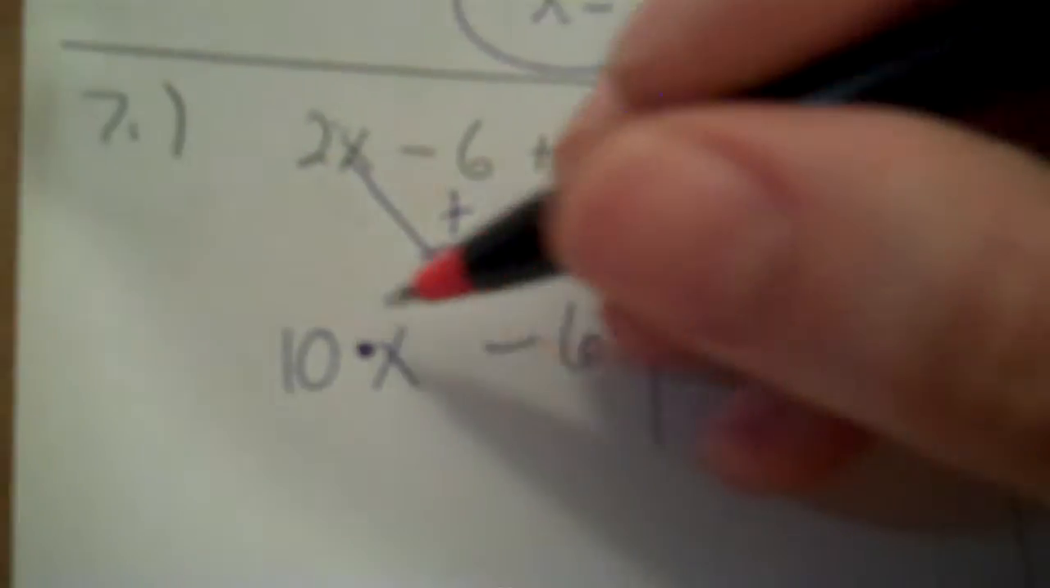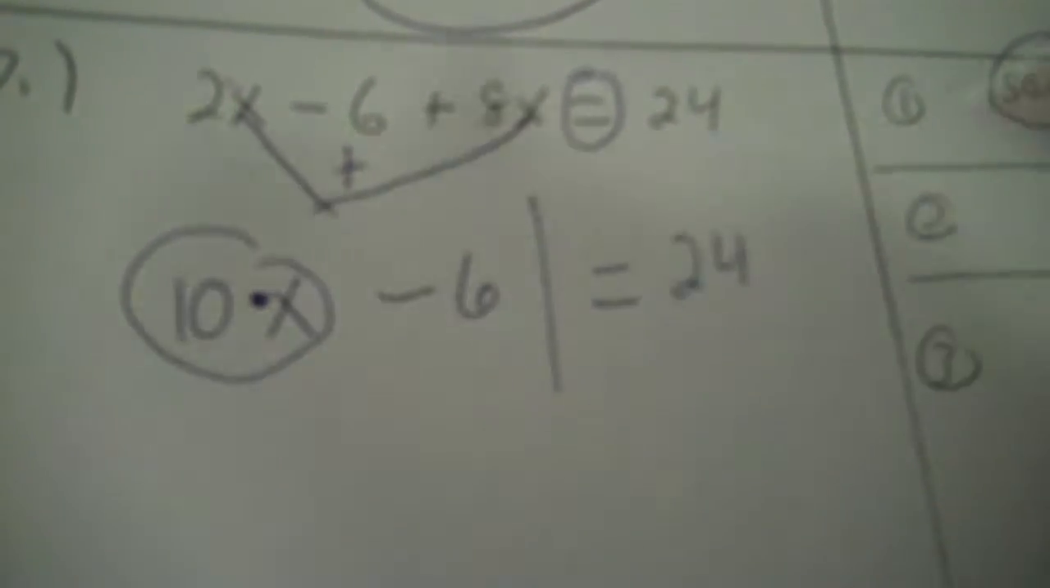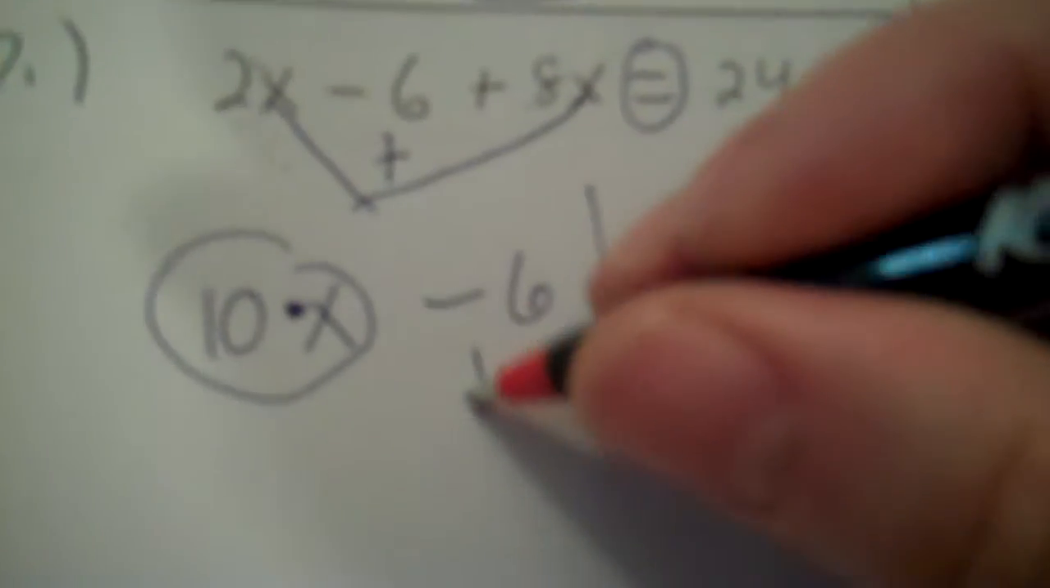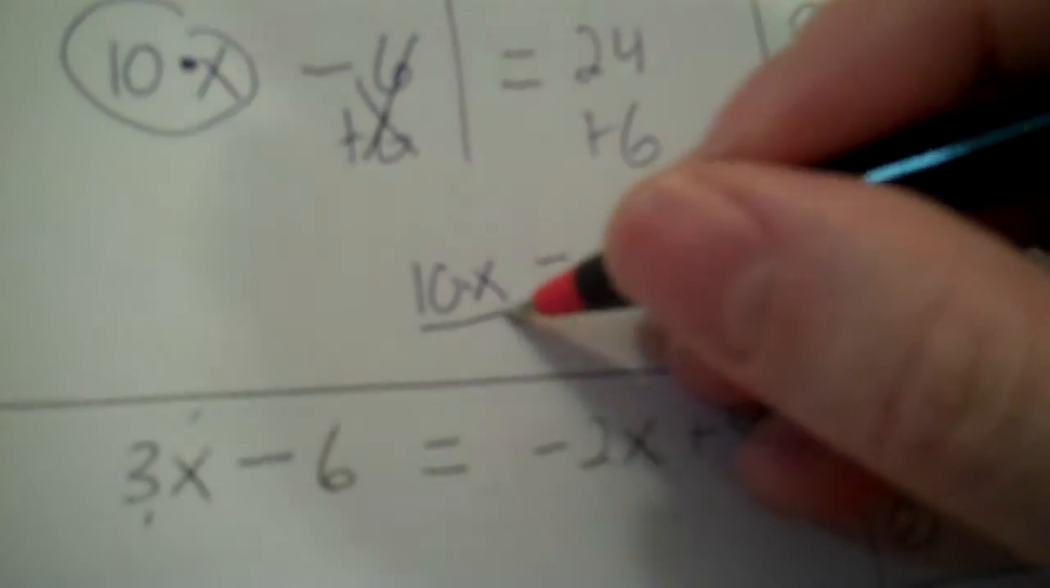Now it's like these problems here. Okay. So I have two operations, a times 10, a minus 6. We get rid of the minus 6 first with a plus 6. And then we get rid of our times 10 by dividing by 10. So plus 6, 24 plus 6 makes 30, and then 10 times x. Okay, then you divide each side by 10. I didn't leave you very much room. I apologize for that. And then x equals, and then 30 divided by 10 gives me 3.